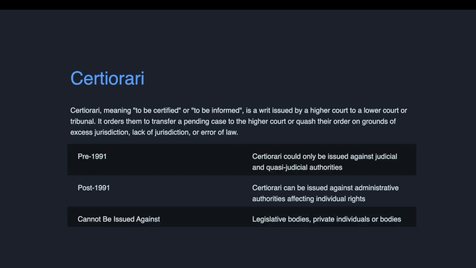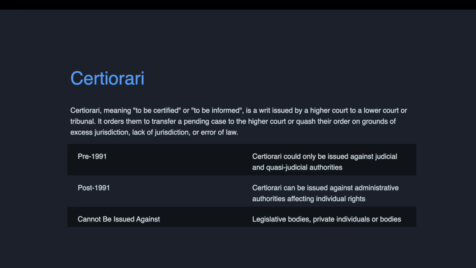The next is certiorari. Certiorari, meaning to be certified or to be informed, is a writ issued by a higher court to a lower court or tribunal. It orders them to transfer a pending case to the higher court or quash their orders on grounds of excess jurisdiction, lack of jurisdiction, or error of law.